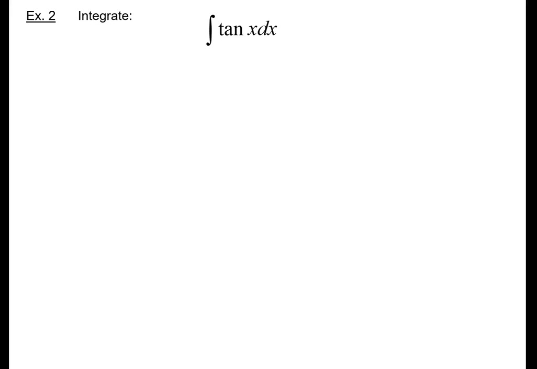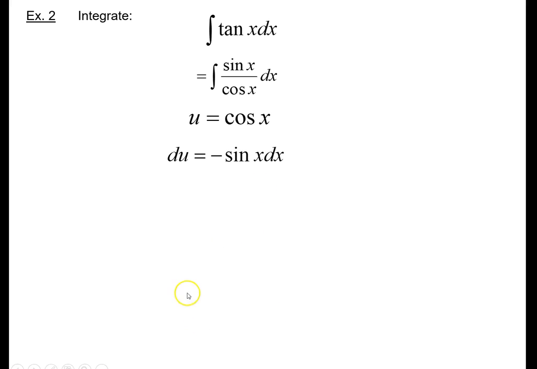Let's try this one, the integral of tangent x dx. We haven't learned the integral of tangent x. There is a formula out there, but let's go ahead and write this as sine x over cosine x and see if we can figure it out. So if I let u equal cosine x, what is the derivative of cosine x? Well, it's negative sine x.